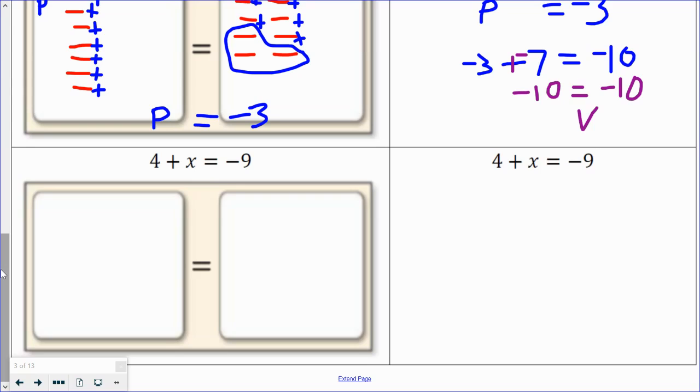Okay, so here I have 4 plus x equals -9. Well, I know easily over here, I could put 9 negatives, 2, 3, 4, 5, 6, 7, 8, 9. That's easy to know. But what is this for? Is this a -4? Is it a +4? There's no negative in front of it, so it is a +4. We have 4 positives over here.